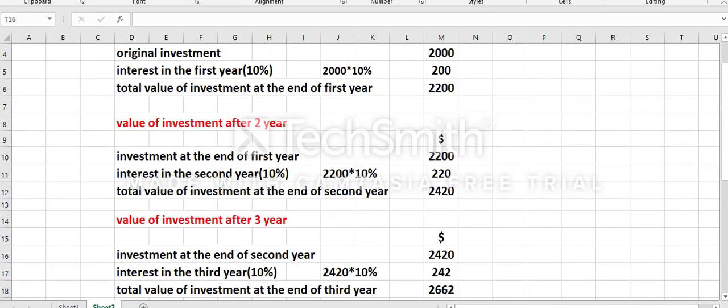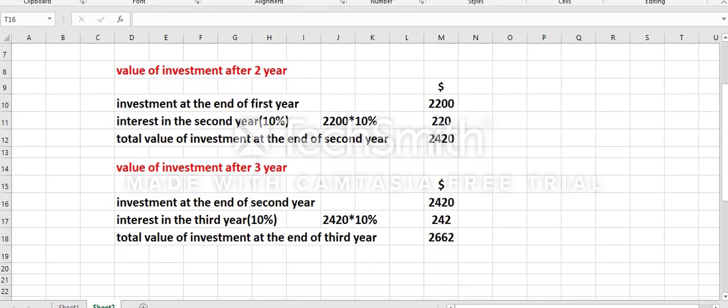Next, value of investment after the second year. As we already said, the compounding method calculates interest over the previous year's total. Hence, the value of investment after the second year will be the total investment for the first year plus 10% interest for the second year. And hence, the value of investment after the second year will be 2200 plus 220 interest for the second year. So the total investment is 2420.